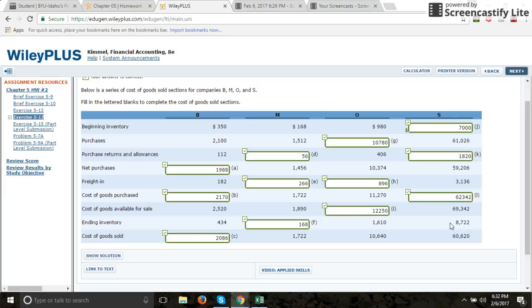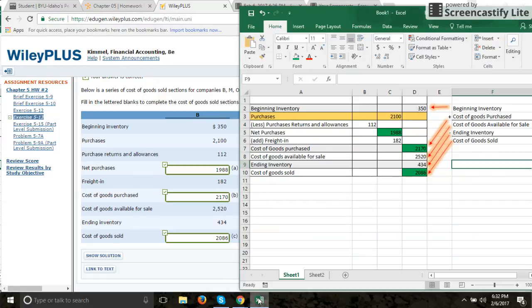Hello, today we are going to be going over homework 513, and the purpose of this exercise is to really get a good understanding of how cost of goods sold are calculated. And so it all basically comes down to this equation here, which is beginning inventory plus cost of goods purchased equals cost of goods available for sale minus ending inventory equals cost of goods sold.